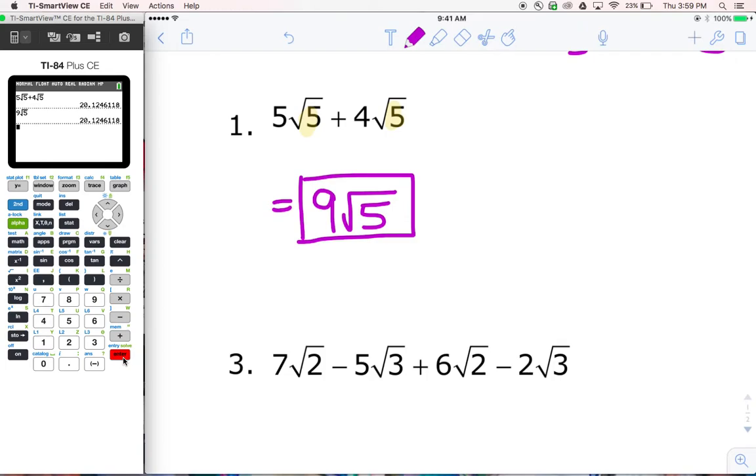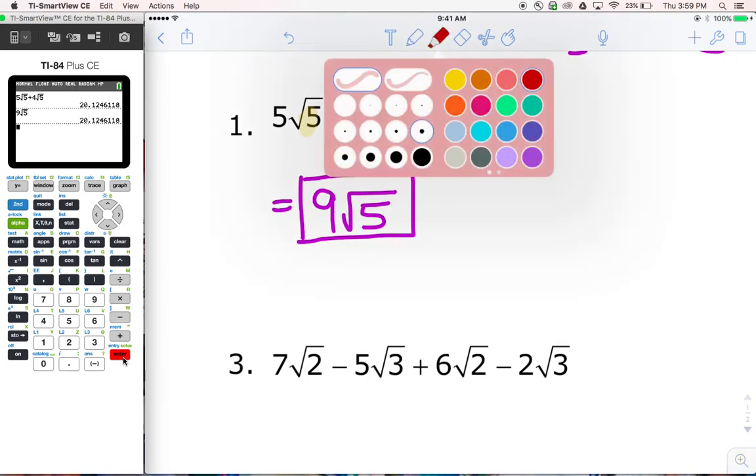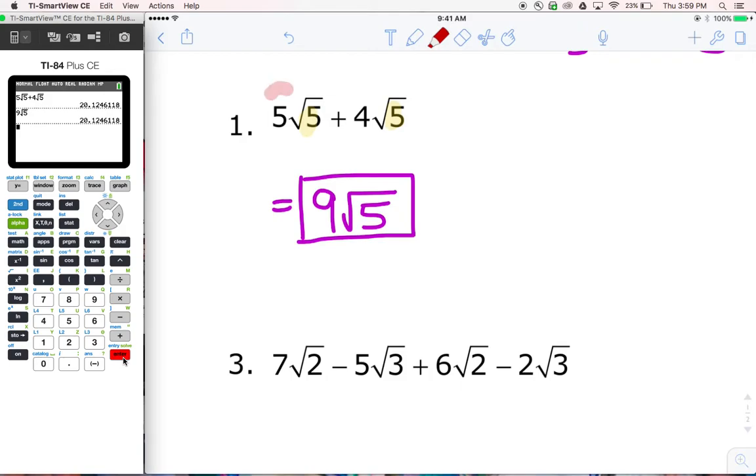One more kind of clarification here. I'm going to say this problem in a really strange way, but it might help some of y'all, okay? I had 5 square roots of 5, and then I add 4 square roots of 5. So how many square roots of 5 do I have? I have 9 square roots of 5. Okay, so it's kind of like combining like terms. When you're adding and subtracting here, you gotta have the same number on the inside.